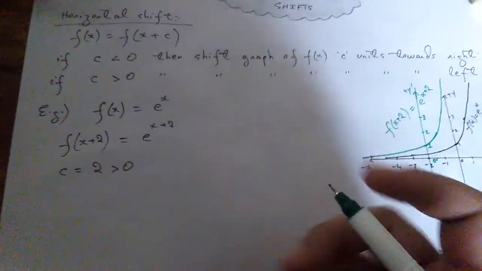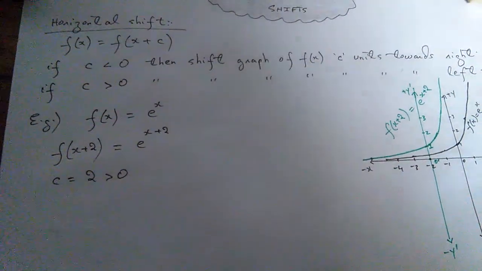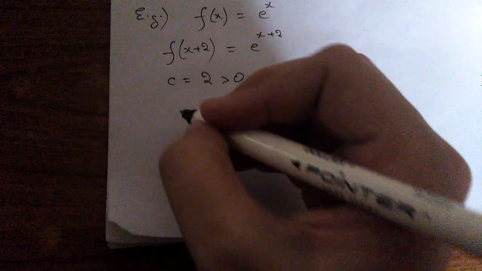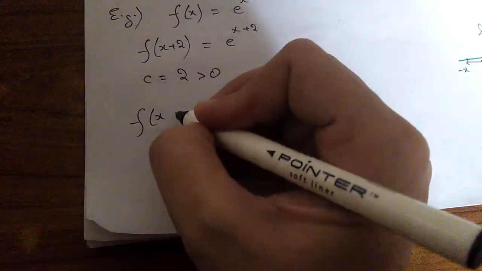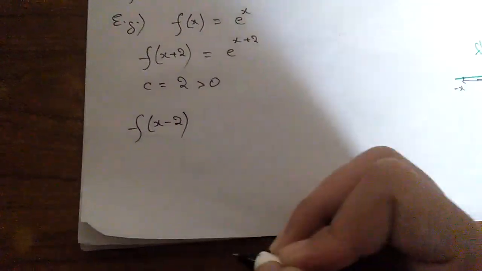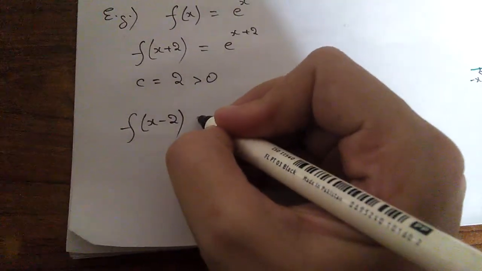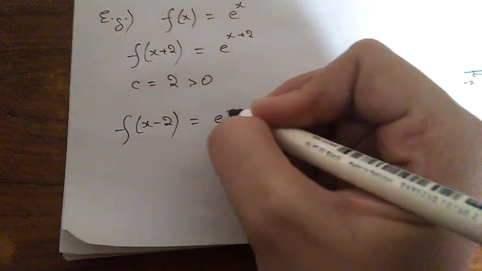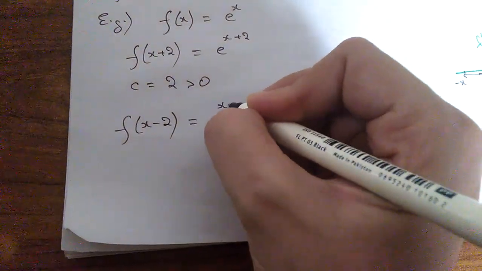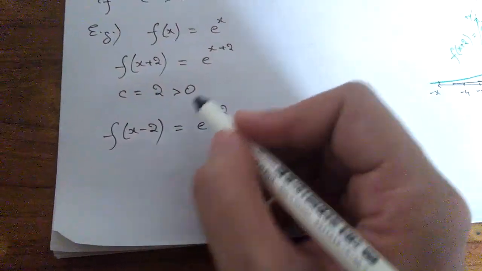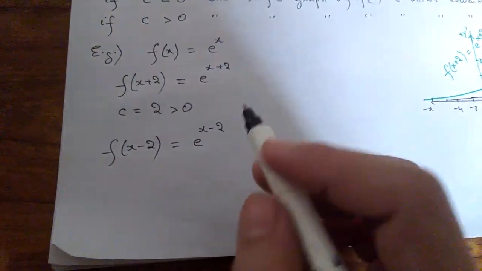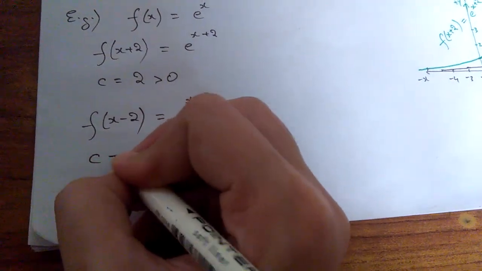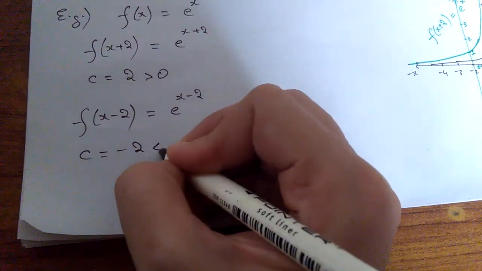Okay, now how about if I take f of x to be f of x minus 2. All right, so this time my function is going to be defined like this. In the place of my x, I'm going to put down x minus 2. This time your c is minus 2. It is less than 0.